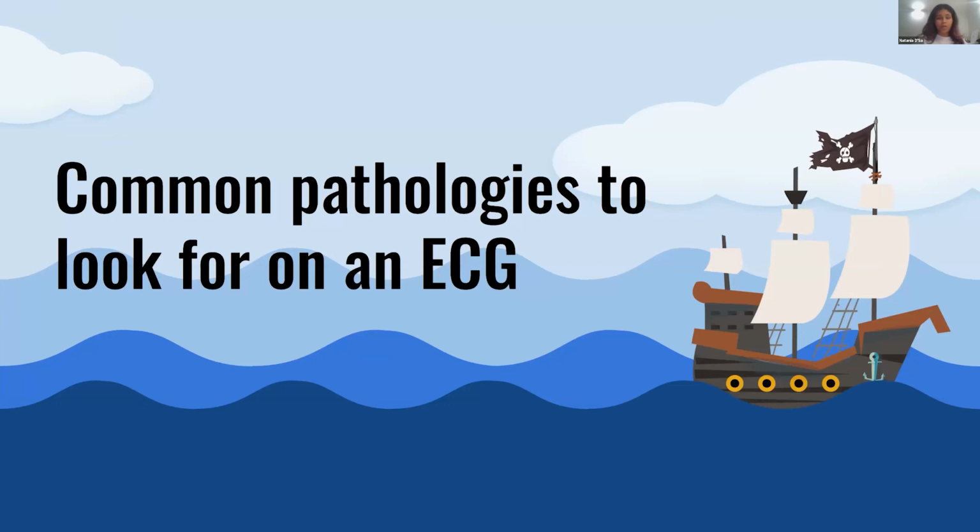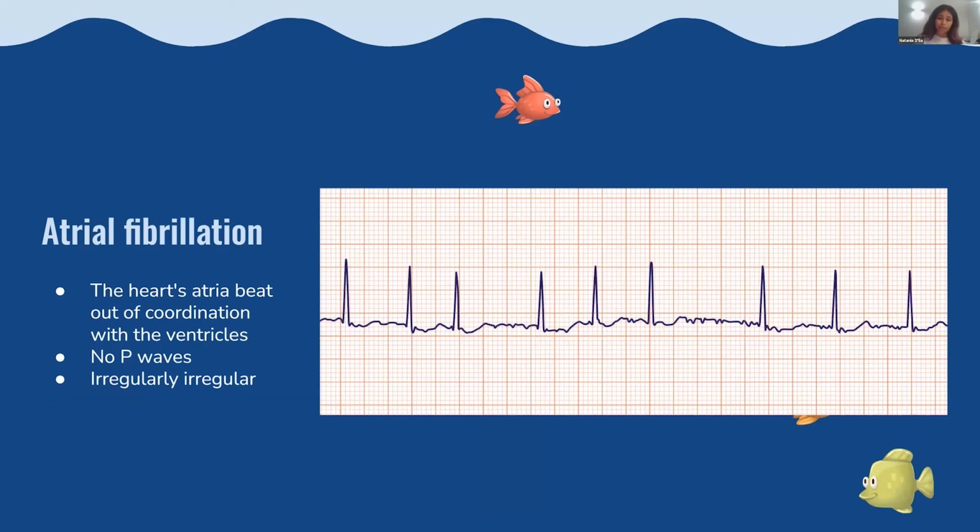So we're almost at the end. We're looking at common pathologies for the ECG now. Let's talk about atrial fibrillation. This is when the heart's atria is beating out of coordination with the ventricles. So you're not seeing any P waves, just those QRS complexes. We're seeing that it's an irregular pattern, where there isn't any set repetition between each beat. It's just all over the place.